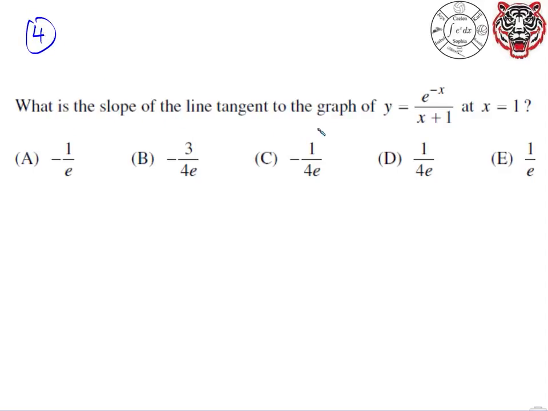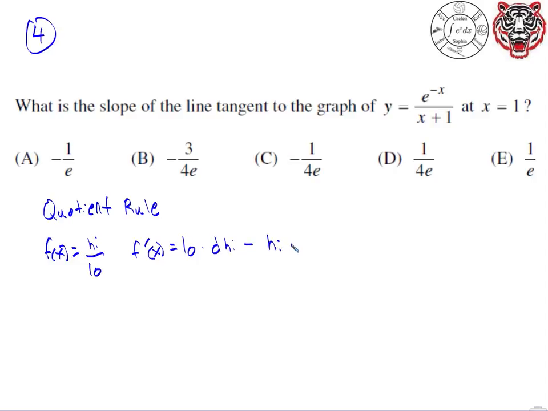What is the slope of the line tangent to the graph of this one? You want to tell us what you got, or do you want to be anonymous again? Anonymous, okay. So, again, we have to be suspicious. We have 2 x's, so we're using quotient rule again. If I have f of x equal to high over low, then f prime of x is equal to low d high minus high times d low, all over low low.